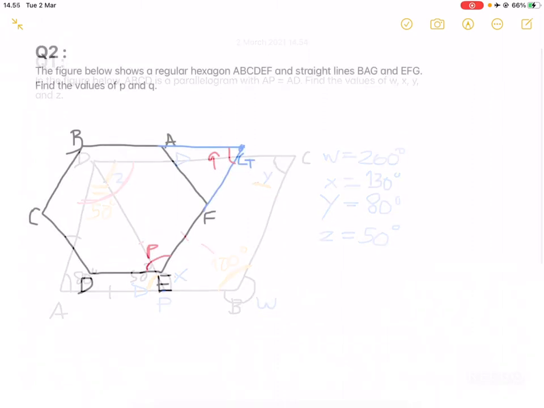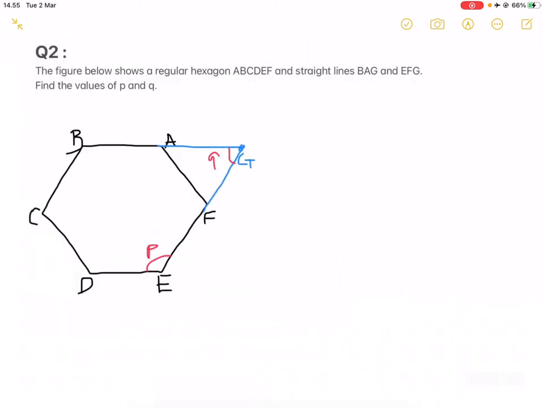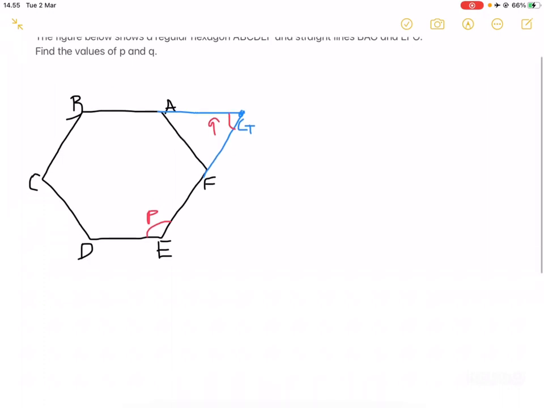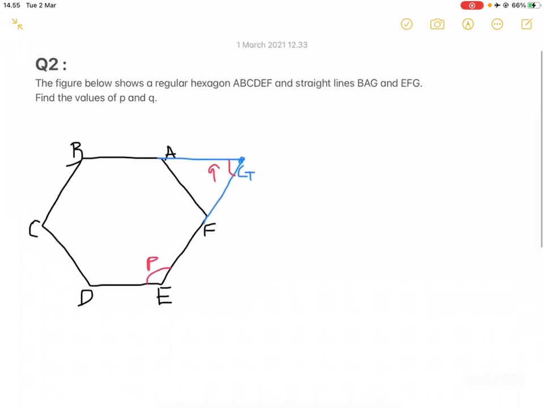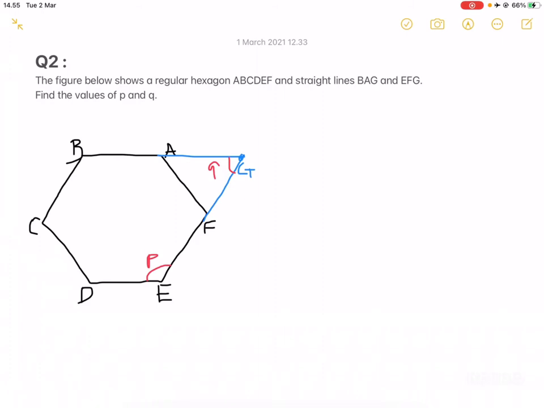Right, so here's the second question. It says the figure below shows a regular hexagon ABCDEF and straight lines BAG and EFG. So we need to find the values of P and Q. Now first, it's probably obvious to find the value of P by noticing that ABCDEF is a regular hexagon, and we know that a hexagon has 6 sides.